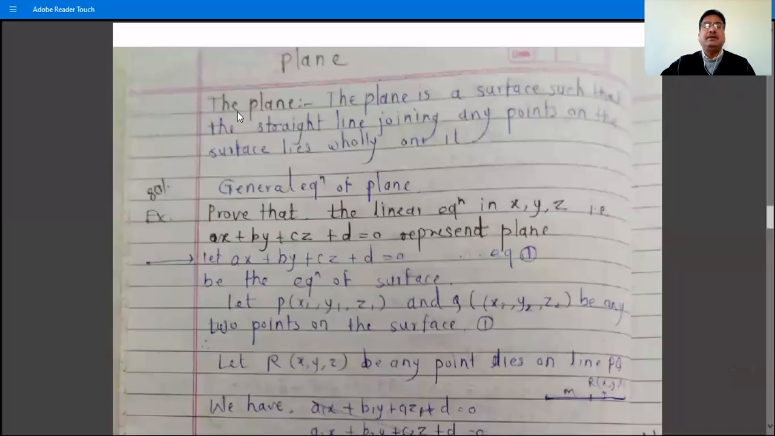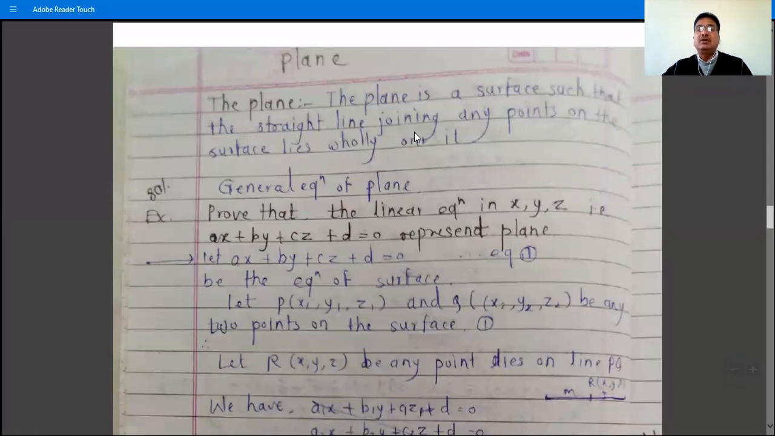Next topic is plane. The definition of plane. The plane is a surface such that the straight line joining any two points on the surface lies wholly on it. So very simple definition. That is, if we join any two points on that surface, and if the line joining those two points wholly lies on that surface, then we say that the surface is a plane.